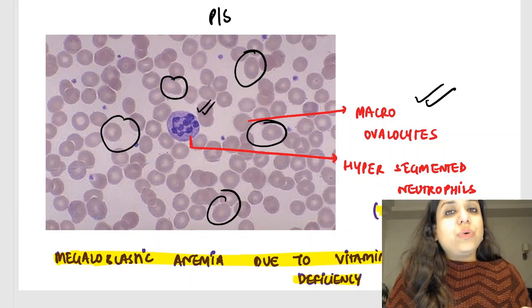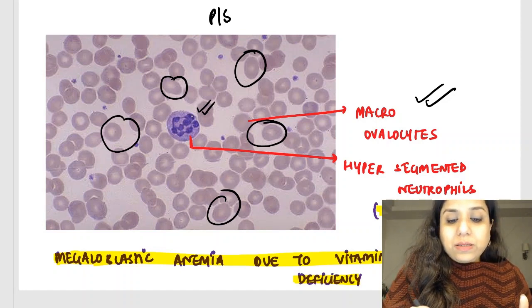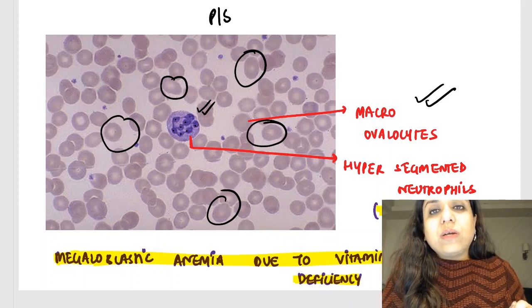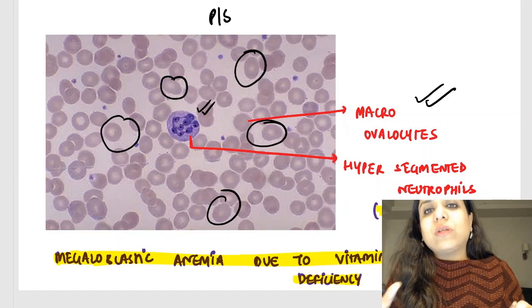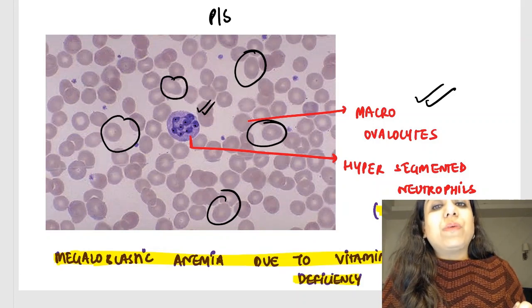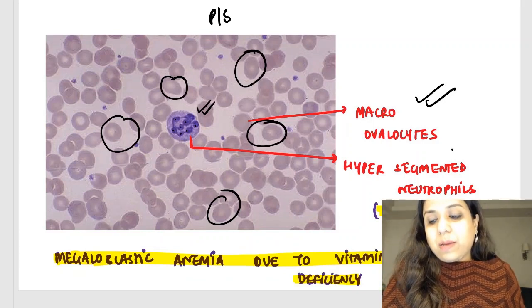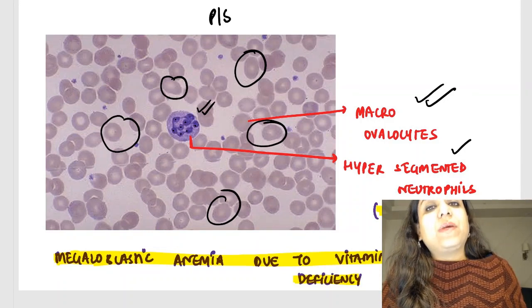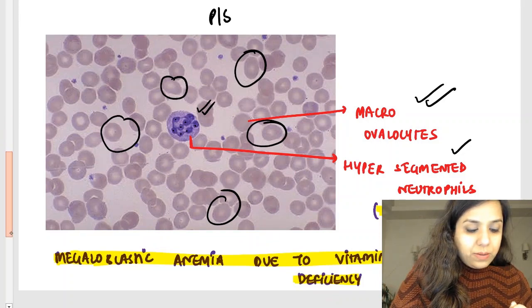And this neutrophil which you see here is a hypersegmented neutrophil. Let us count the number of lobes. 1, 2, 3, 4, 5, 6, 7, 8. 8 lobes. Any neutrophil with 5 or more lobes is called a hypersegmented neutrophil, right? Now, this neutrophil has 8 lobes. So, this is a hypersegmented neutrophil, right? And they are seen in megaloblastic anemia due to vitamin B12 deficiency. Easy? Okay.